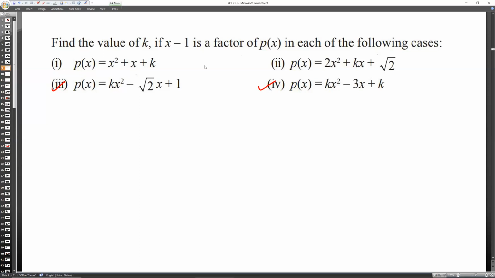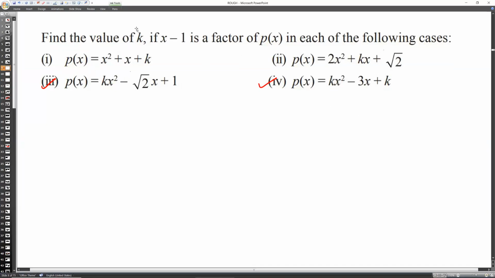Done this one, Aris? No, sir. Not able to do this one. Yes, sir.